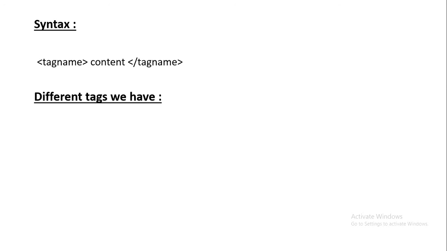There are different tags we have. The first one is the paragraph tag. You must have seen different paragraphs and sentences in a document. If you're not familiar with a paragraph, you can align a paragraph your own way, so alignment will be the default in a paragraph tag.